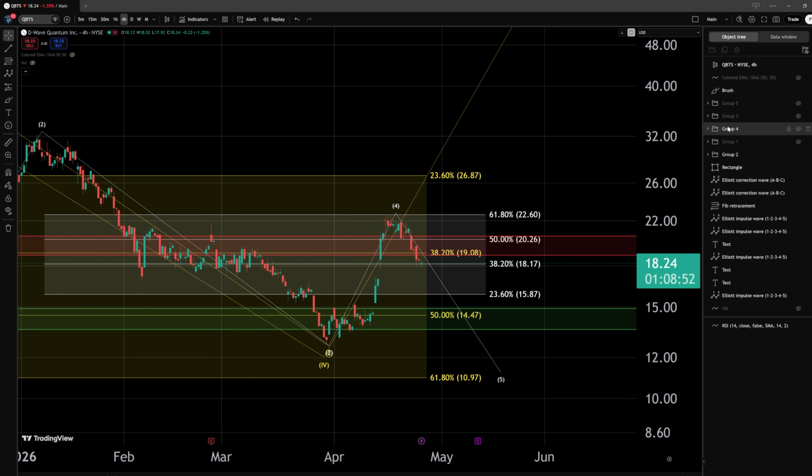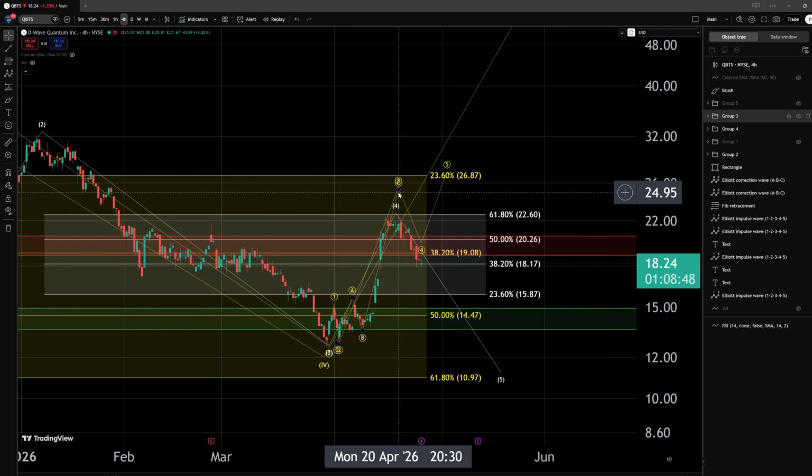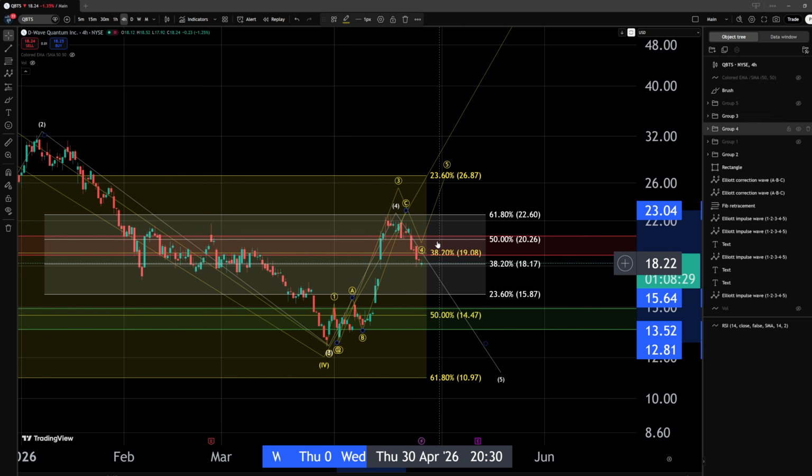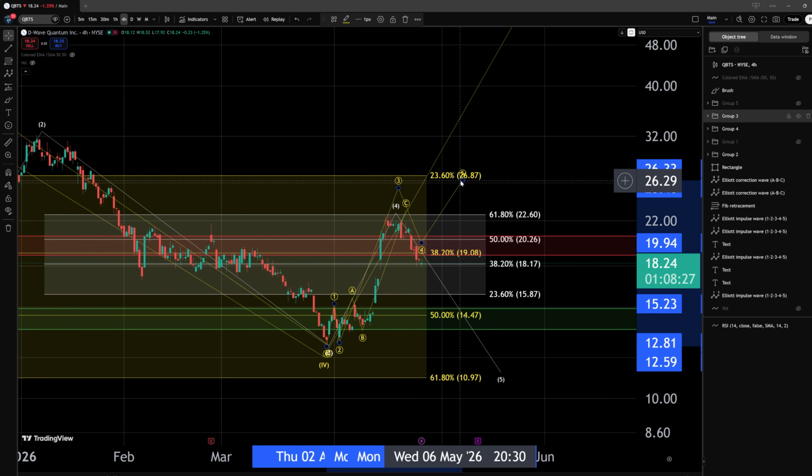Then we have been tracking the path for the 5-wave move to the upside. Since we only have 3 waves, as clearly stated within this as a wave 4, we do not have the confirmation of the initial 5-wave move to the upside.